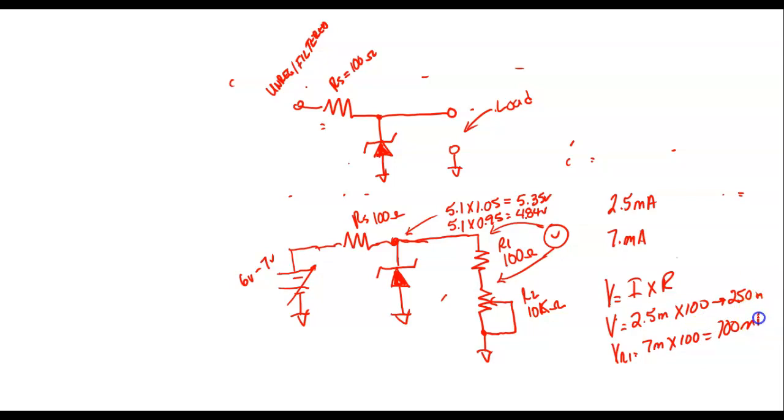And that's millivolts, Rich. So when I get 250 millivolts across that resistor, and it's 100 ohms, that means I've got 2.5 milliamps of load current. When I get 700 millivolts across that resistor, that means I've got 7 milliamps of load current. This is what's nice about 101K. So we're okay.